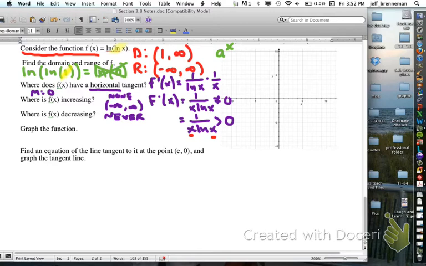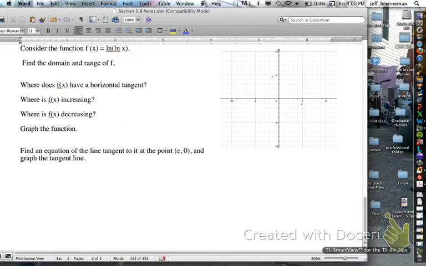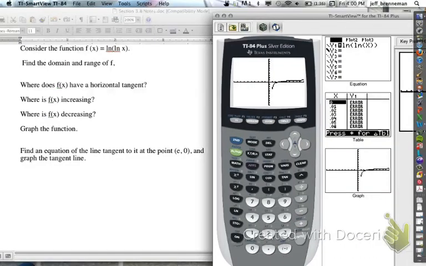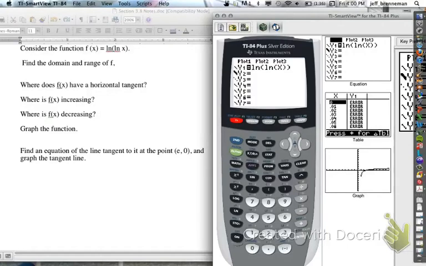Okay, so let's go ahead and see if we can graph this function and see if all of the information that we found so far fits. Alright, here comes the calculator. And there's our function. If you typed it in, y equals the natural log of the natural log of x.